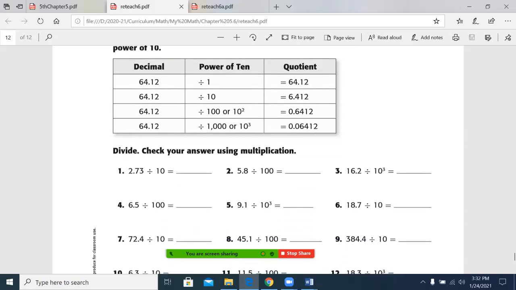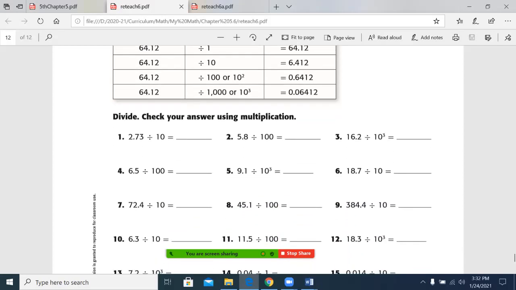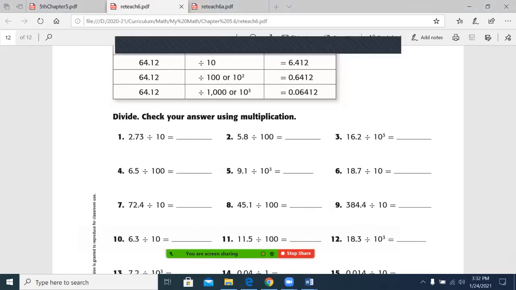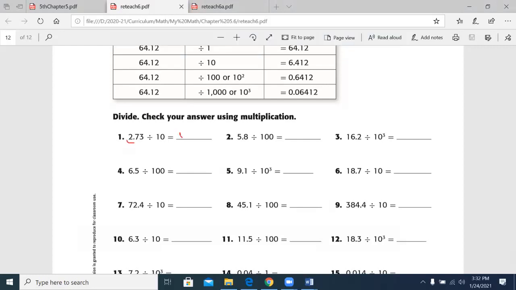So let's do some together. I have 2.73 divided by 10. There's 1 zero, so it's going to go back a spot. So now I have decimal point 273. I could also put 0.273. 100, 2 spots, annex a zero. So it's going to be 0.058.